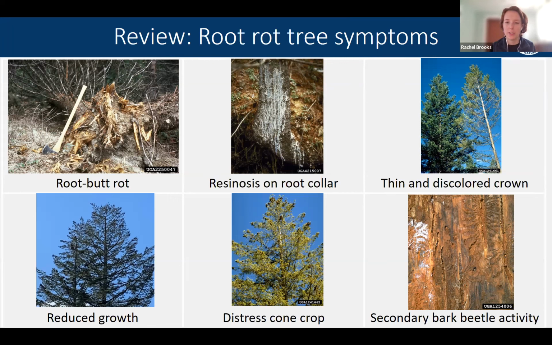You might also look up if the tree is still alive and see a thin and discolored crown. And remember that this discoloration and thinning happens from the bottom up and inside out. You may notice a reduction in growth. The easiest way to do that is to look at the leading branch and see how much it's putting on. And if the tree is not growing very fast, it often has that rounded top. And then you also may see some distressed cone crop. This is the tree's last ditch effort to reproduce. Often these cones just don't seem quite right.